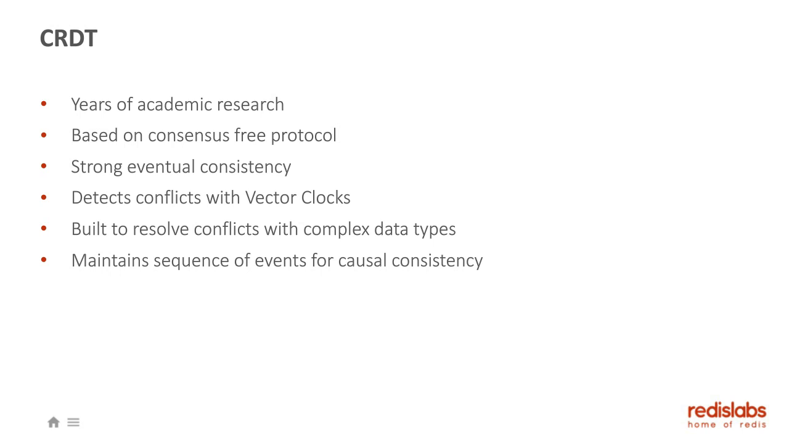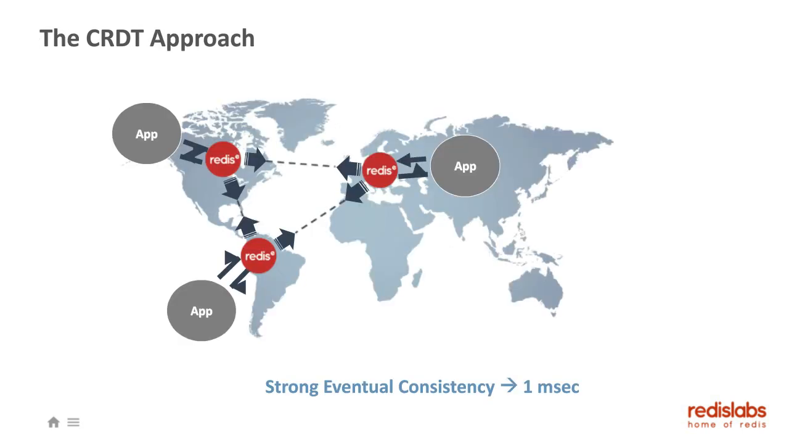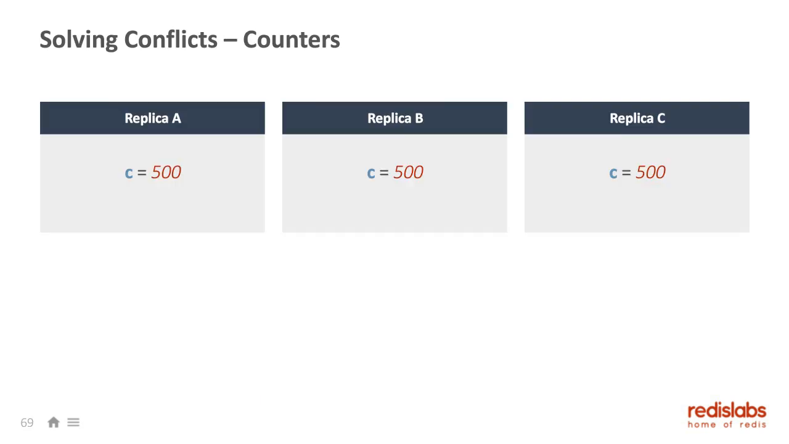So this is how it could look like. We have a geo-distributed database in 3 locations, and the strong eventual consistency actually gives us 1 millisecond latency. An example of this conversion function could be we have a counter that resides in 3 replicas. We would increment the counter at the same moment in time, so in the same causal ordering of events.